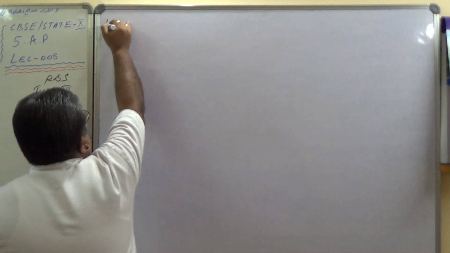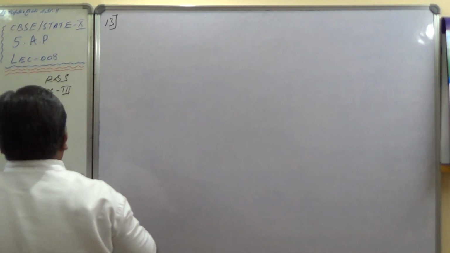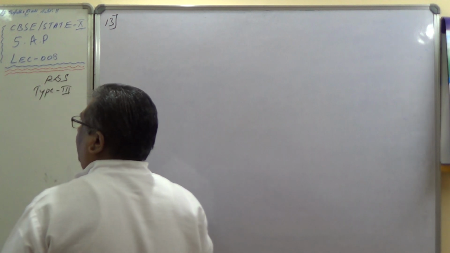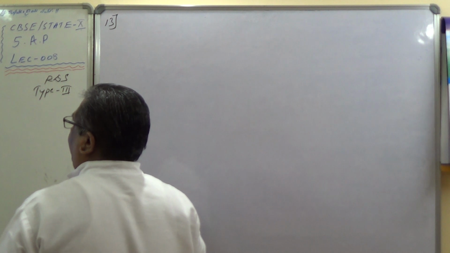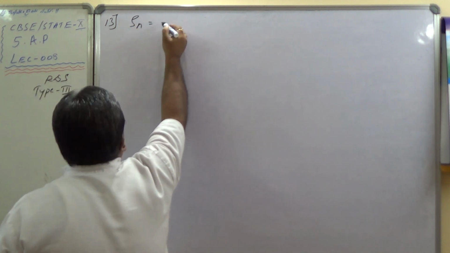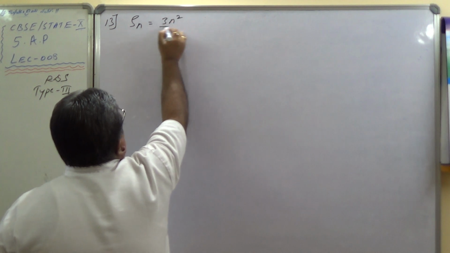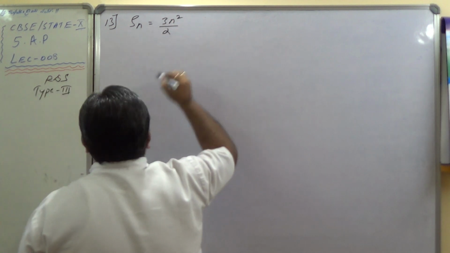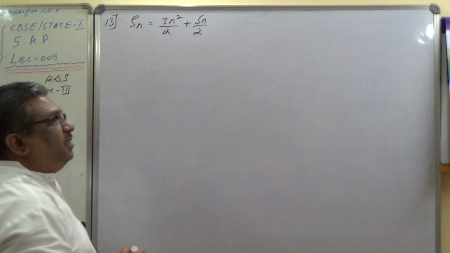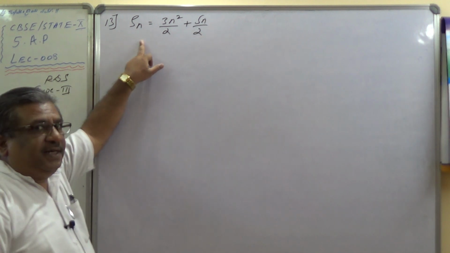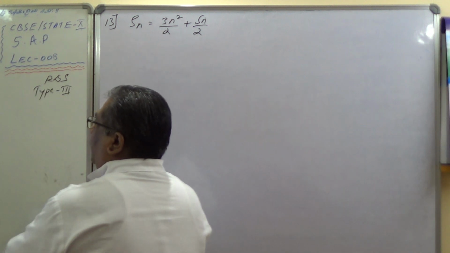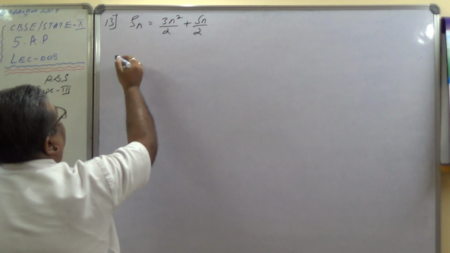Next one, RDS type 3, 13th example. In an AP, the sum of first n terms is given by Sn equals 3n square by 2 plus 5n by 2. So this is given as the sum of first n terms in AP. Question is, find the 25th term.